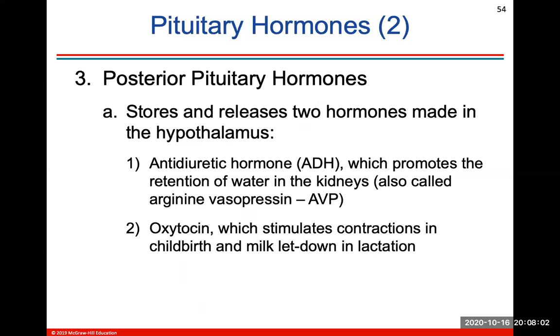The posterior pituitary hormones are a lot easier. They just store and release 2 hormones made in the hypothalamus. ADH, which is antidiuretic hormone, promotes the retention of water in the kidneys. It's also called AVP. And then it also secretes oxytocin, which stimulates contractions in childbirth, and also milk being let down in lactation.